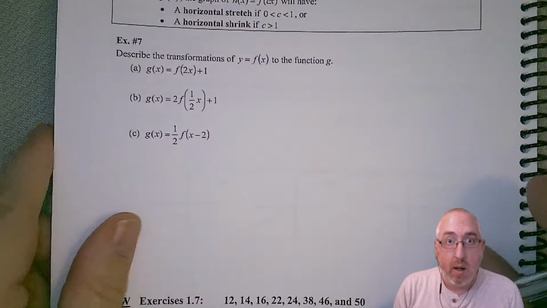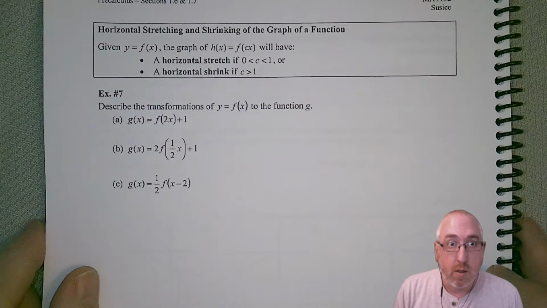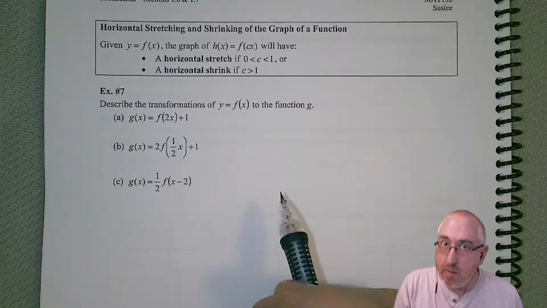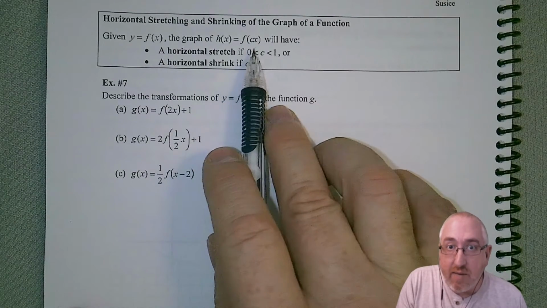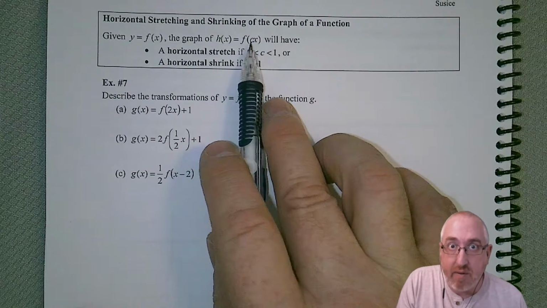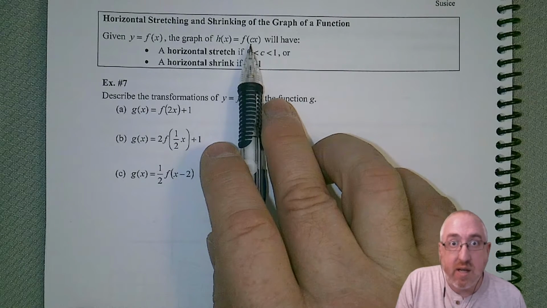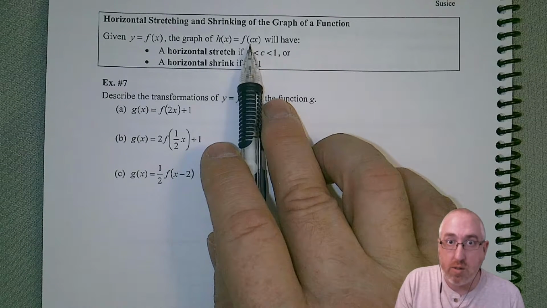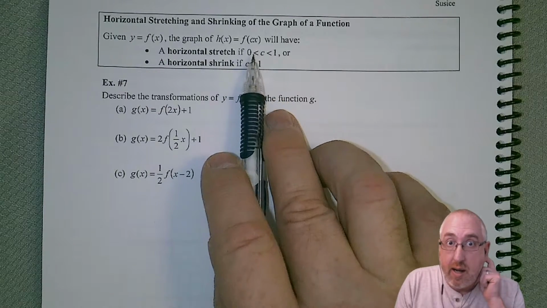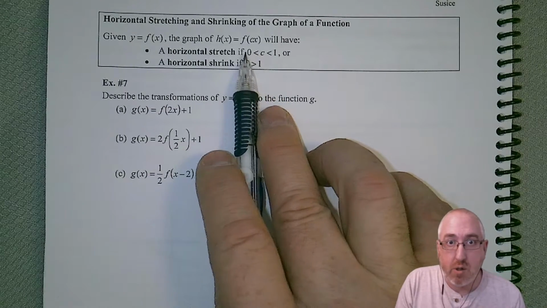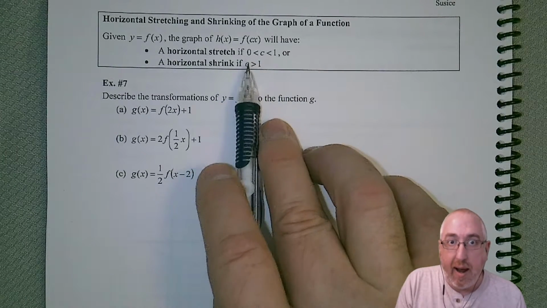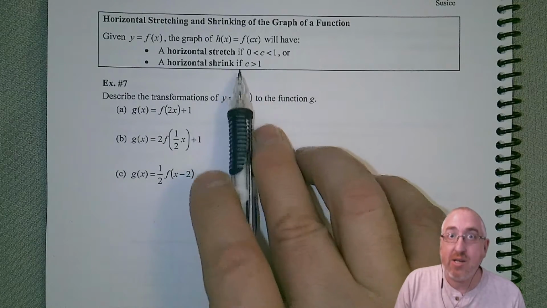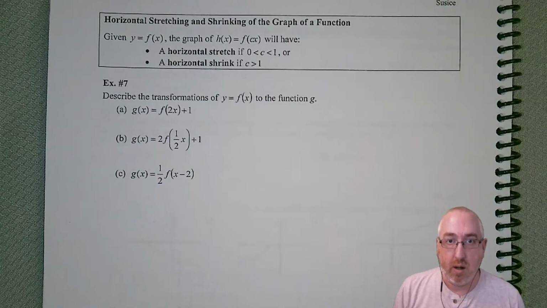Now if we get to the horizontal ones, horizontal works a little bit differently. Now we're going to be multiplying the x value by something, so it's inside of the function itself. That value of c is going to cause that horizontal shrink or stretch. And now it's actually backwards. The horizontal stretch happens when c is between 0 and 1. And when it is greater than 1, then it's actually going to compress it horizontally.